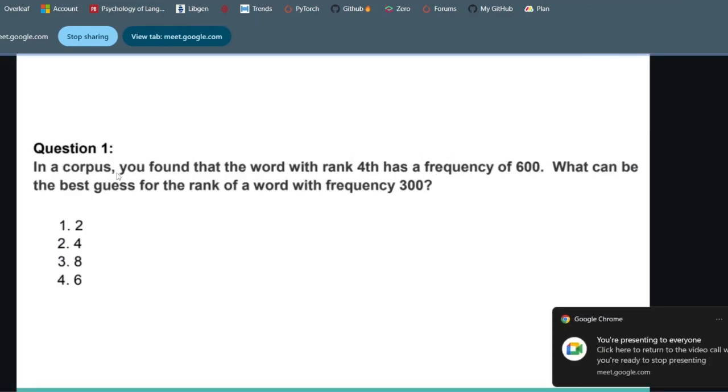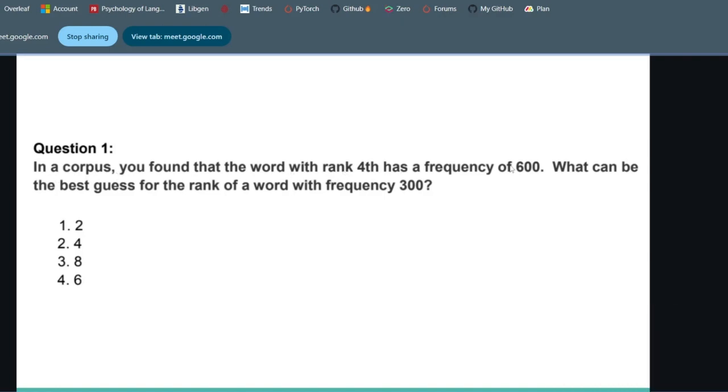In the first problem, what we will be discussing is, in a corpus, it is found that a word with rank 4th has frequency 600. What can be the best guess for the rank of a word with frequency 300? Would anybody like to approach the problem? Otherwise, I'll go ahead with the solution. Or should I wait for a minute so that you all can also try? Maybe I'll just wait for a minute so that you can try the problem and then I'll go ahead with the solution.